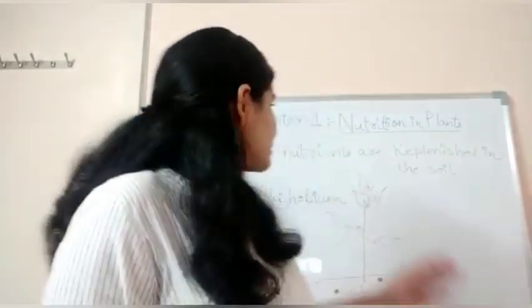Today we are going to be discussing the last topic of chapter number 1, Nutrition in Plants. The last topic is how nutrients are replenished in the soil. So you know that plants get all the nutrients from the soil, right?